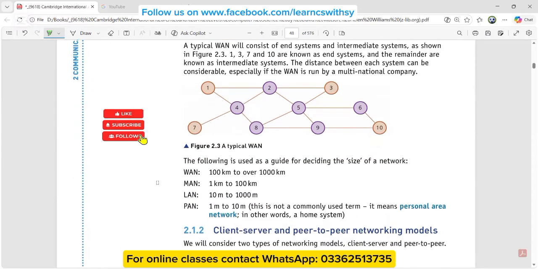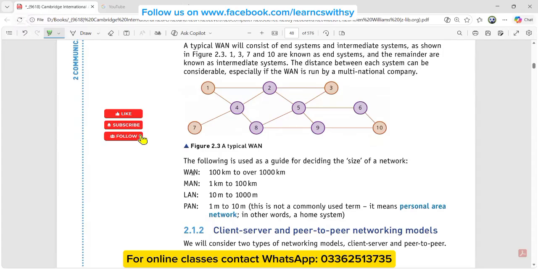Just for the purpose of information, I'm sharing with you that this is the norm. We talk about the size of the network. WAN means 100 kilometers to over 1,000 kilometers. MAN, metropolitan area network, is 1 kilometer to 100 kilometers. LAN, which is the most commonly used one inside an organization, is 10 meters to 1,000 meters or 1 kilometer.